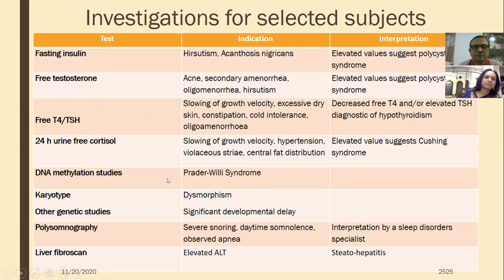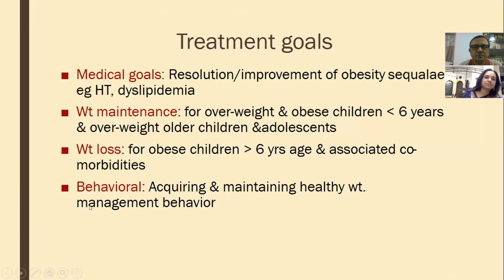If Prader-Willi is suspected from history and examination, DNA methylation studies. For any dysmorphism, first karyotype, and molecular studies if there is significant developmental delay or other features of the syndromic obesity, as we have earlier spoken about. In a child with suggestive obstructive sleep apnea, polysomnography may be indicated, and a child with elevated ALT would be a candidate for liver fibroscan. So these investigations are not done for every child, but offered on a case-to-case basis as required.